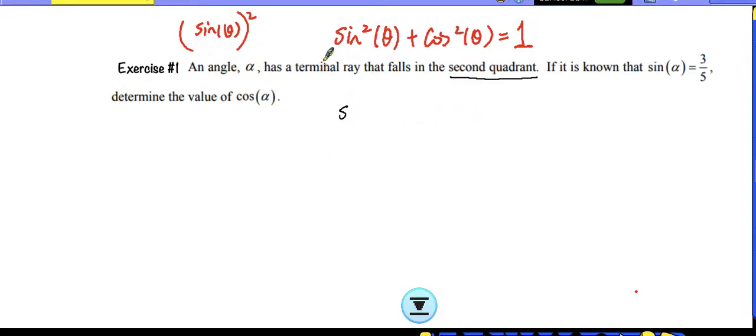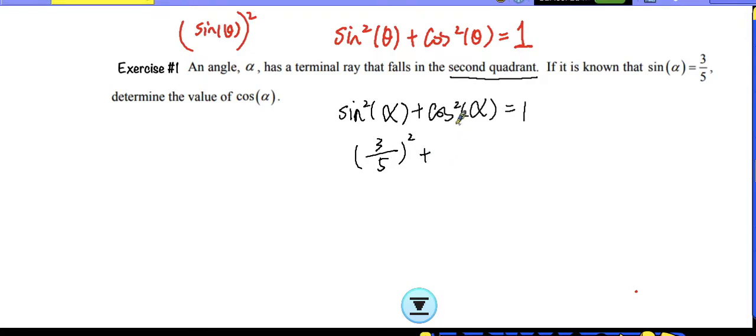Since this question uses the letter alpha, I'm going to use alpha. Sine squared alpha plus cosine squared alpha is equal to 1. Now we just need to plug in the value. I know sine alpha is 3 over 5, so it's 3 over 5 squared. And this one we don't know yet, so I'm going to keep it this way, equal to 1.